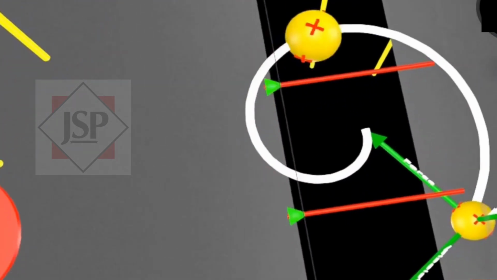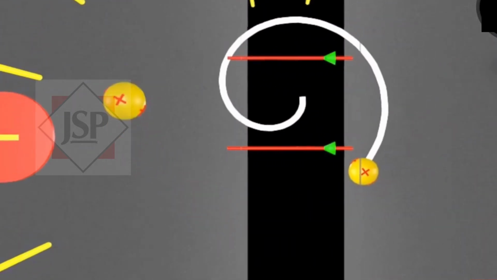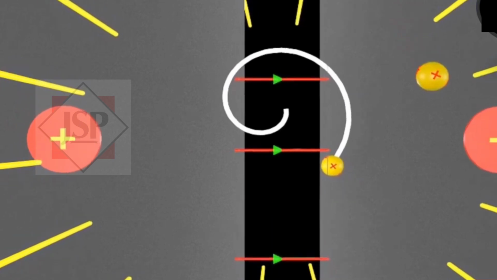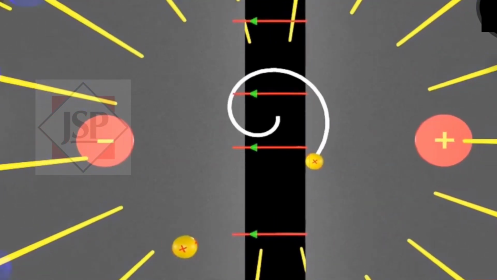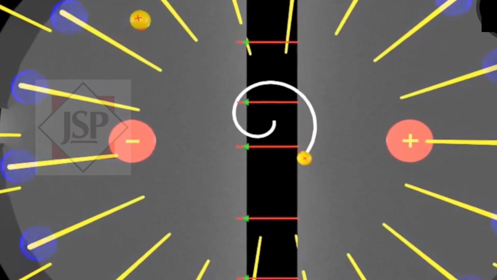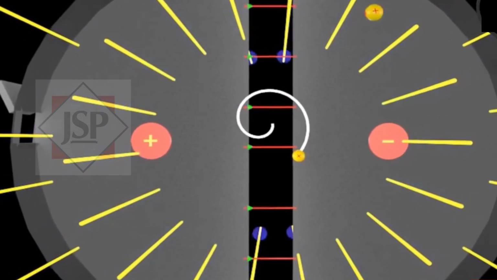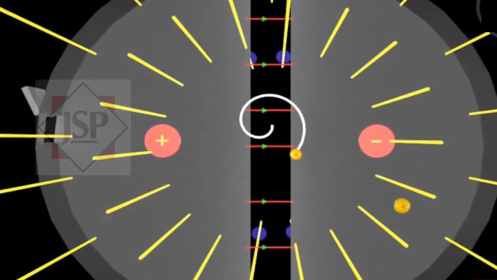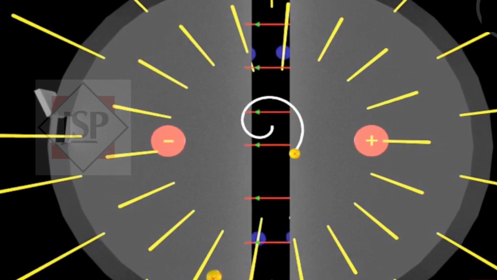Every time the positive particle moves from one D to another D, it is acted upon by the electric field, and the positive particle is accelerated, which also increases its velocity every time it moves from one D to another D.